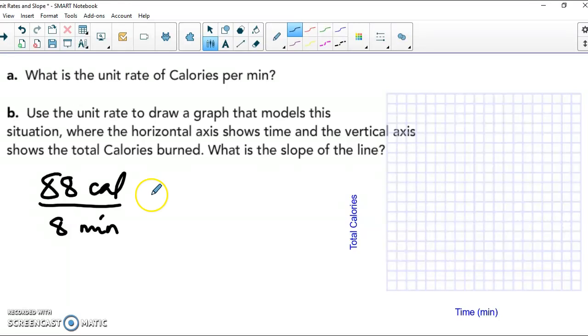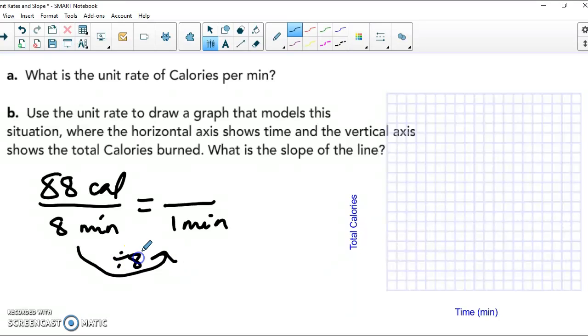So you may be thinking back to time well spent in your 7th grade math class where you figured out how to turn a rate into a unit rate. So basically, if I know my rate per 8 minutes and I want to turn that into a unit rate per 1 minute, I'm going to divide the top and bottom of this ratio by 8. 8 divided by 8 is 1. 88 divided by 8 is 11. So that would be 11 calories per minute. On part B, I'm going to use this unit rate to draw a graph that models this situation. So I already have the x-axis labeled here with time in minutes.